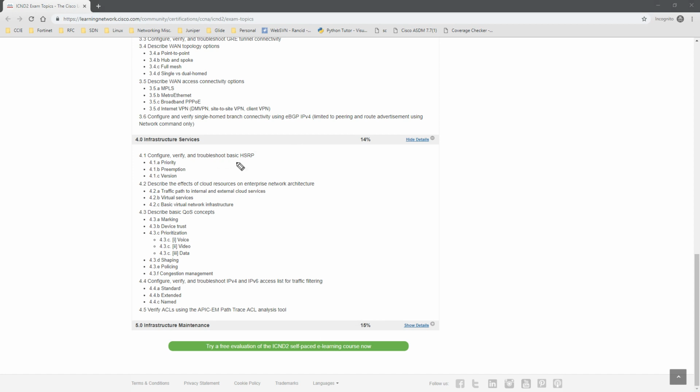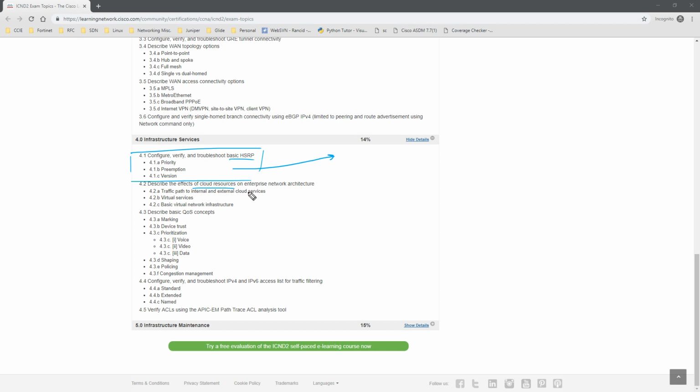So starting off with first hop redundancy protocol, HSRP, which is the Hot Standby Router Protocol. That's a Cisco proprietary protocol to help us have a default gateway spread across multiple devices. So we're going to look into that.